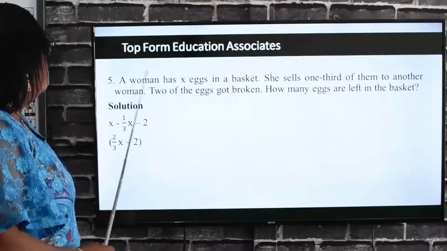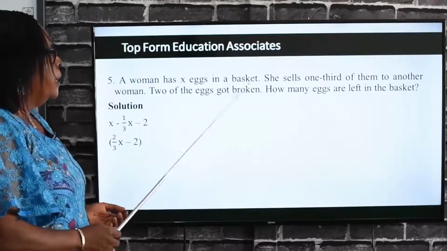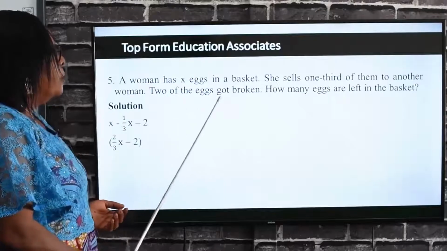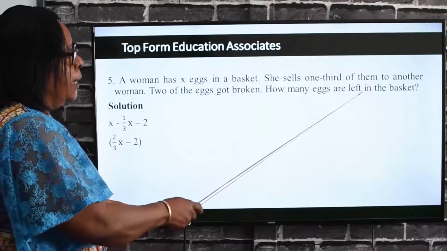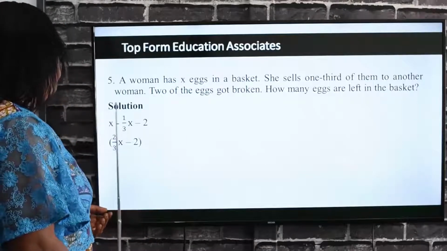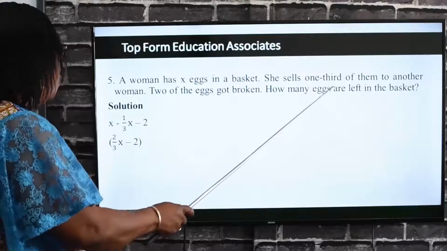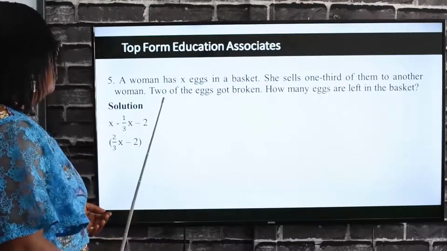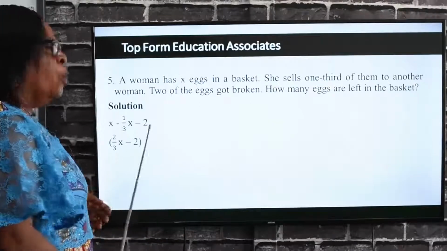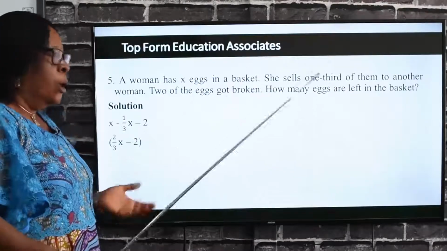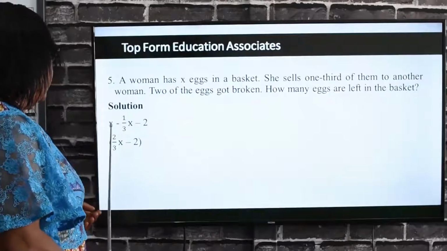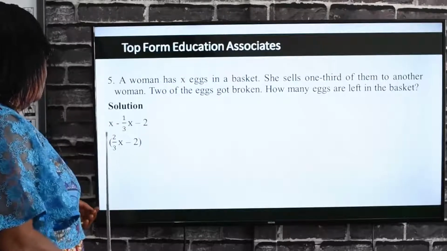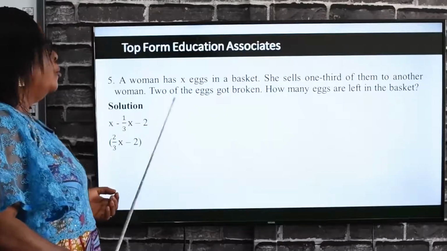Question number 5. A woman has x eggs in a basket. She sells 1/3 of them to another woman. 2 of the eggs got broken. How many eggs are left in the basket? She has x, then sold 1/3 of them. That is 1/3 x. 2 got broken. When something is broken, that thing is spoiled, is lost, so it is minus. So it is x minus 1/3 x minus 2. So x minus 1/3 x will give us 2/3 x minus 2.